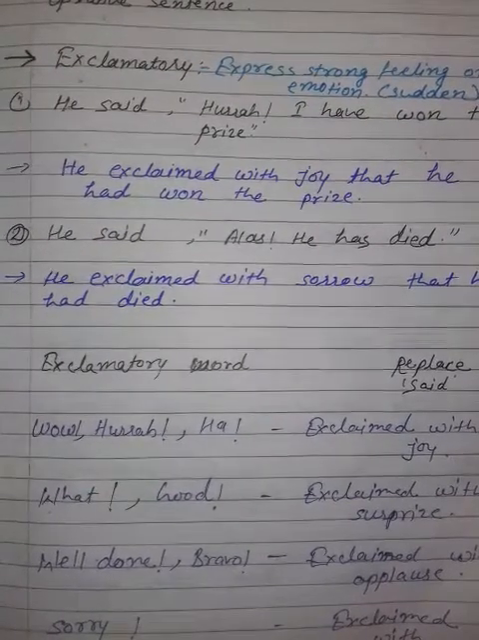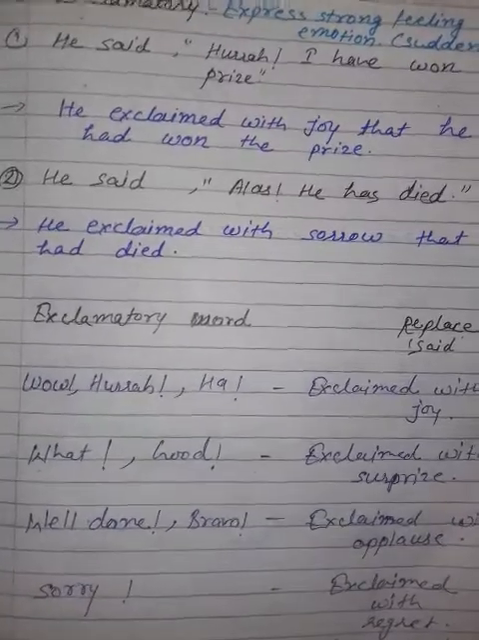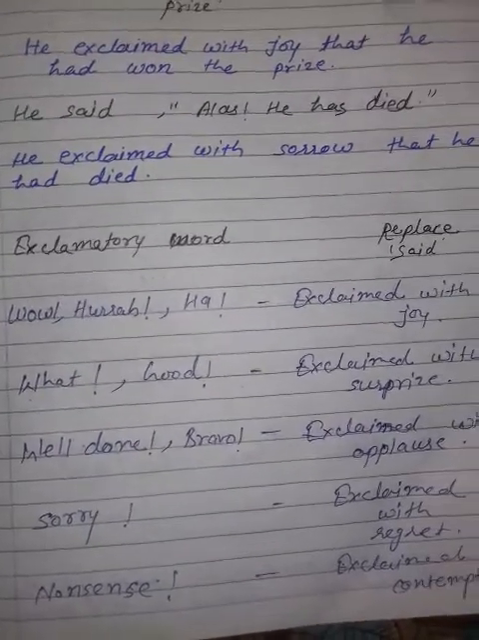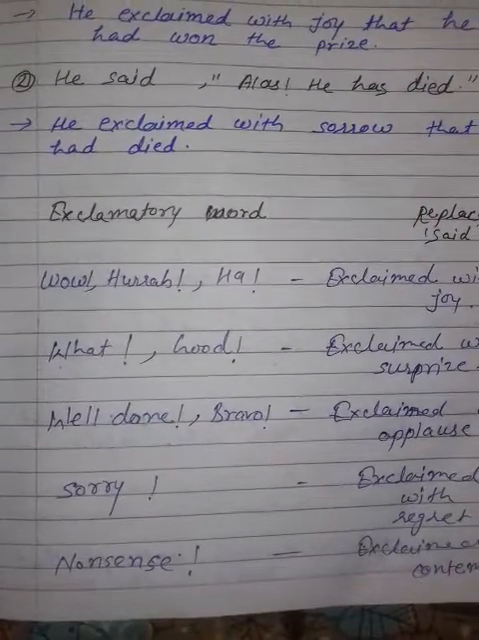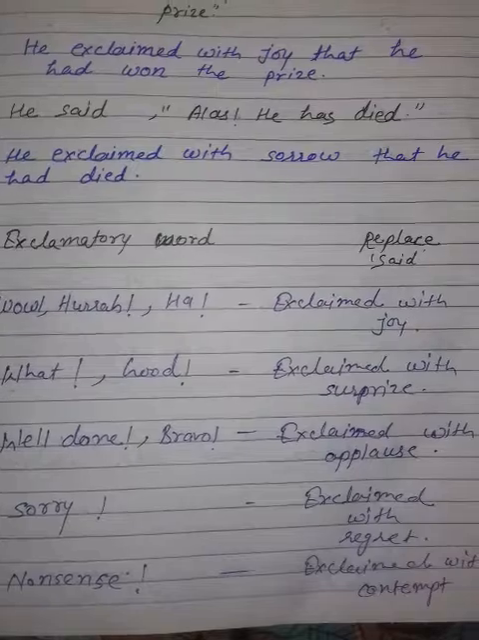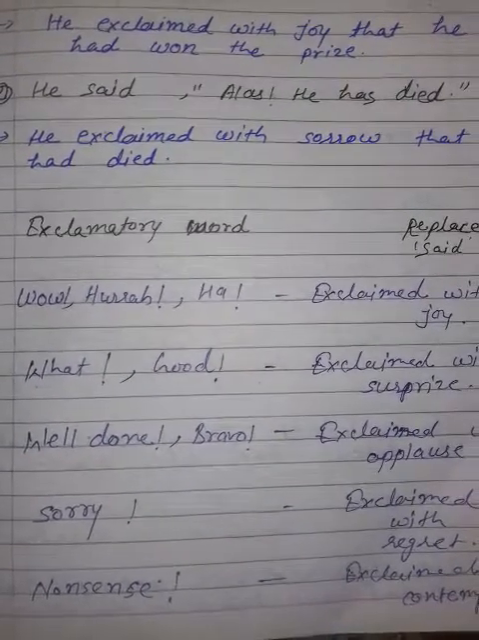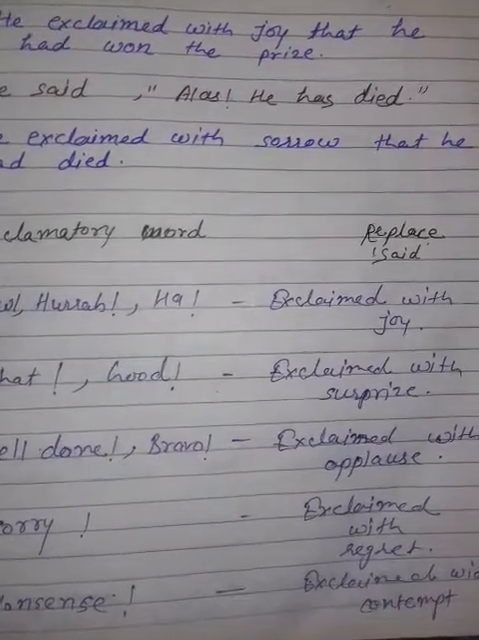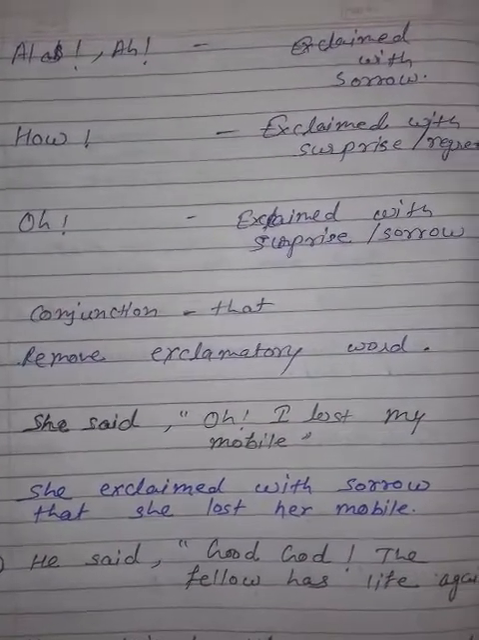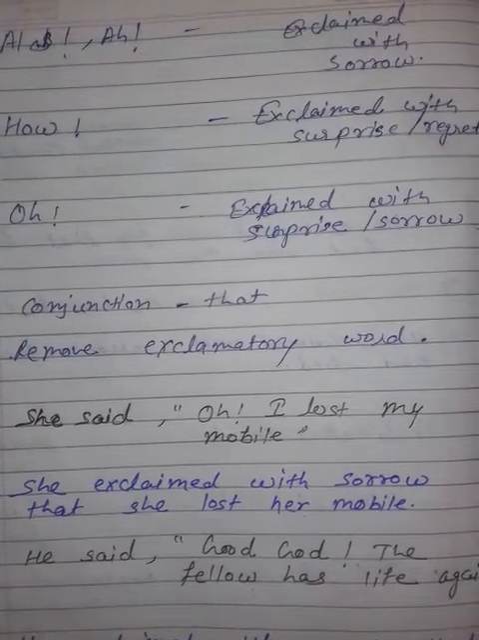Now, which exclamatory word represents what, and what you have to replace in the place of said. You can see, if the exclamation word is wow, hooray, ha, you have to change the reporting verb into exclaim with joy. What? Good God. That means hey Bhagwan. You have to change this reporting verb into exclaim with surprise. Well done, bravo: exclaim with applause. Sorry: exclaim with regret. Nonsense: exclaim with contempt. Alas and ah: exclaim with sorrow. If there is how, exclaim with surprise or regret on the basis of sense. Oh: exclaim with surprise or sorrow.